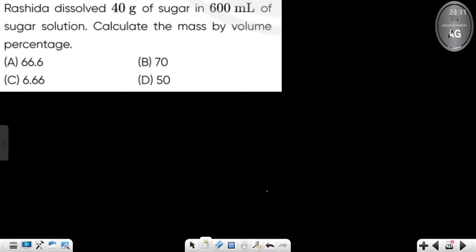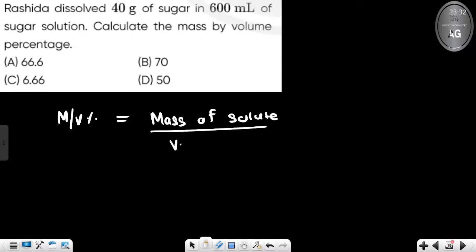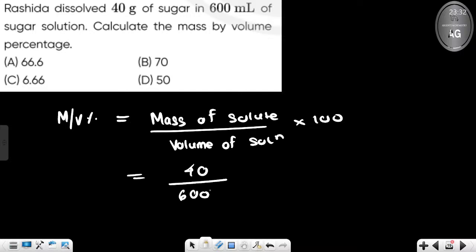Let's see what the question is saying. Rashida dissolved 40 gram of sugar in 600 ml of sugar solution. Calculate the mass by volume percentage. It is a direct question. Let's write the formula. Mass by volume percentage is mass of solute divided by volume of solution, into 100, right? The mass of the solute is 40 gram. The volume of the solution is 600 ml, into 100.